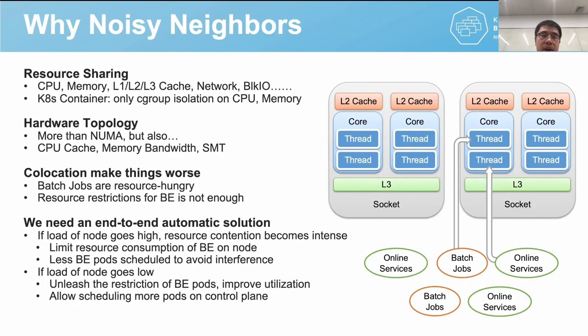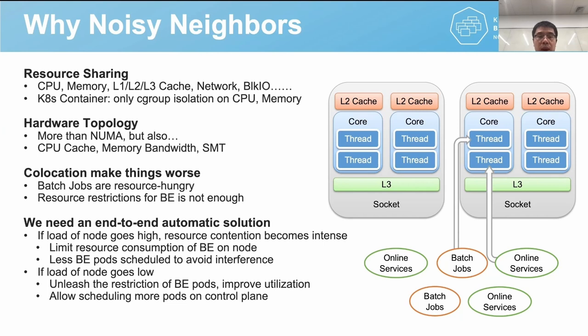So why does the noisy neighbor problem happen? There are a lot of reasons. First, most resources are shared on a node by different containers, not only CPU and memory but also CPU cache, network, block IO, and so on. But Kubernetes only has cgroup isolation on CPU and memory for containers. Besides, the hardware topology is more and more complex. There is more than NUMA, but also CPU cache, memory bandwidth, and even CPU hyperthreading. And colocation makes things even worse, because most batch jobs are really resource hungry, and the simple resource restriction for best effort is really not enough.